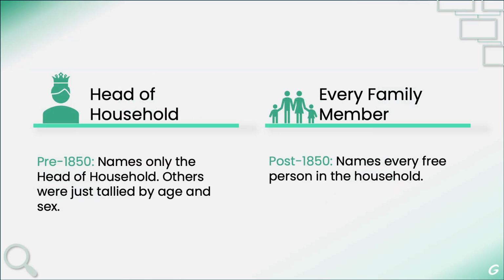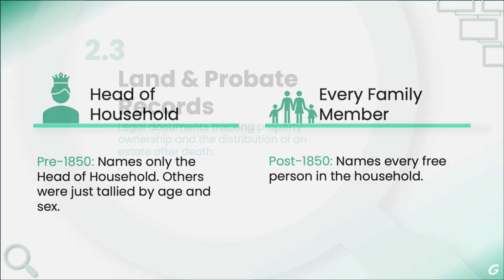Now listen up, because this is probably the single most important detail to remember about the U.S. Census. Before 1850, they only wrote down the name of the head of household. That's it. Everyone else was just a tick mark in a box for their age range. But from 1850 on, they listed every single free person by name. This was a massive, massive game changer for researchers.